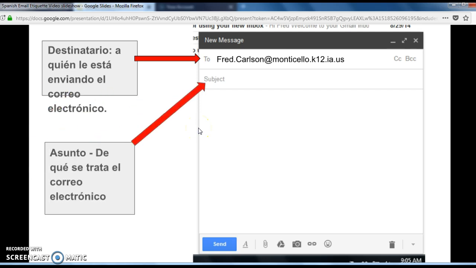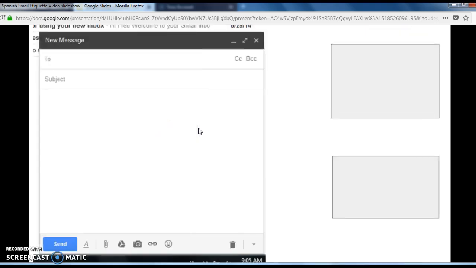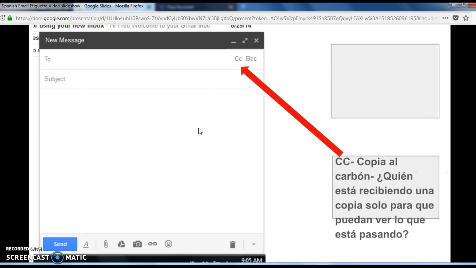The subject is where you will tell the person what your email is about. Make sure that your subject is short and to the point. Carbon copy is what the CC stands for. You use this when you want someone to know what is going on in the email, but it doesn't mean they have to reply back.